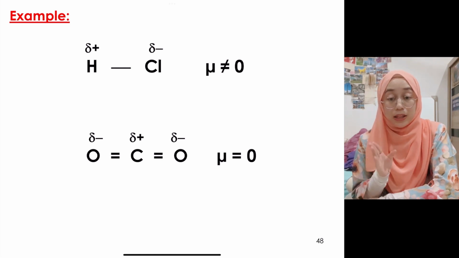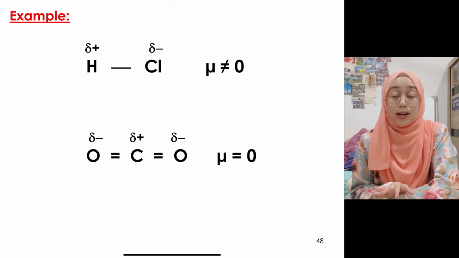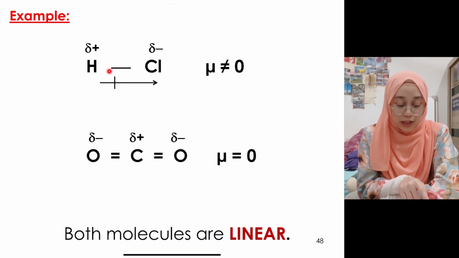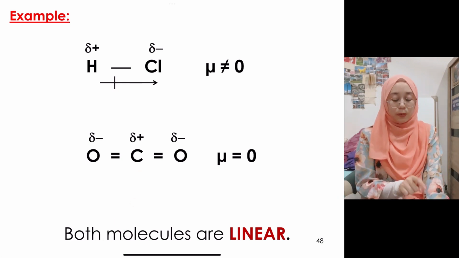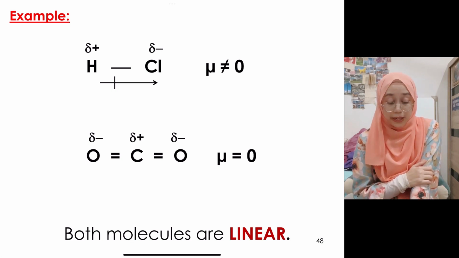So partially negative kita letak dekat the more electronegative atom. Jadi kalau kita buat dia punya dipole moment class, kita akan dapat yang arrow macam ni lah. Okay, so sini yang bahagian cross, sini yang the head of arrow. Okay, so do take note that the molecules are both linear. Okay, in terms of shape, they are both linear.